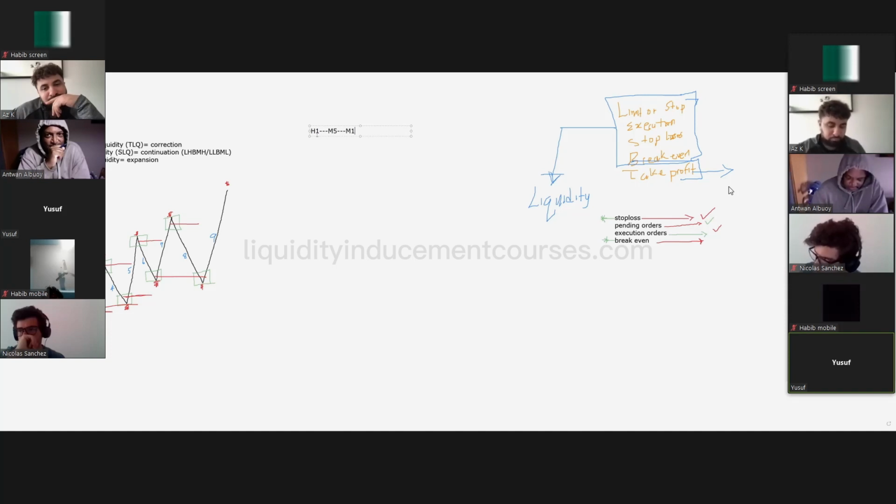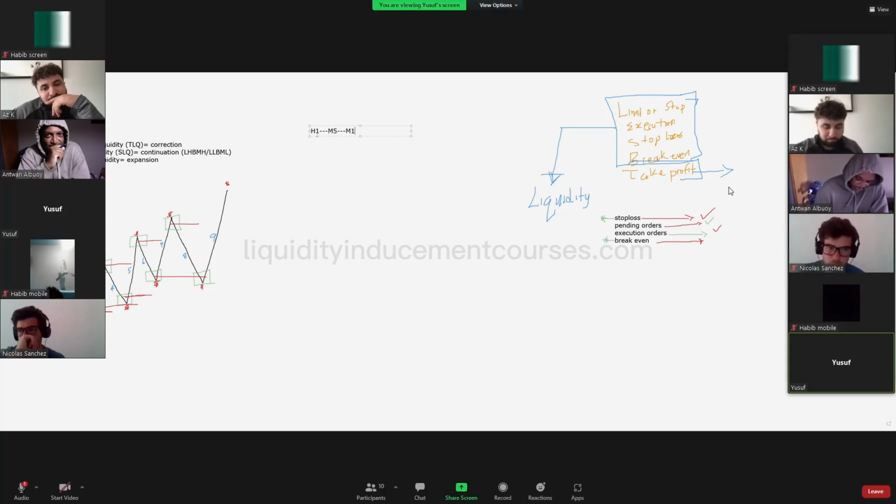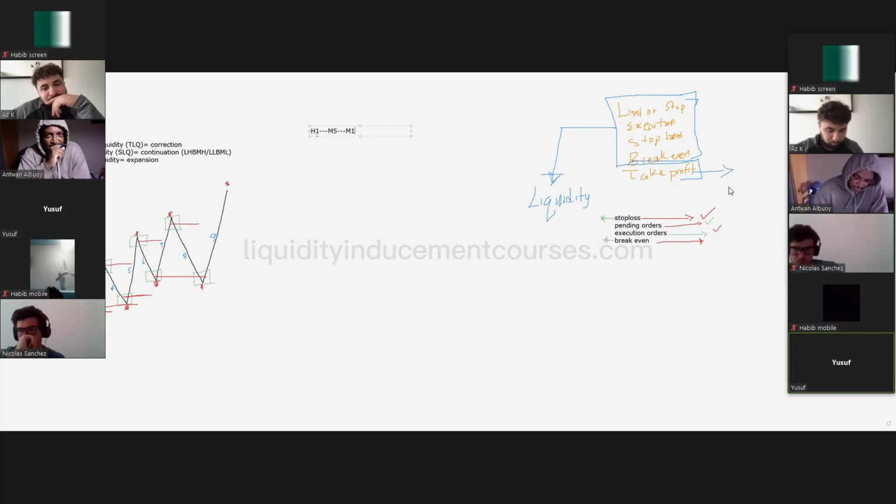Now, once you know where you are in the market, the next part of your trading plan is the what. There are 3 parts of your trading plan: the where, the what, and then the how. The first one is, where are you in the market? That is, where are you in the liquidity cycle of the higher time frame, which revolves around H1, M15, and H4.